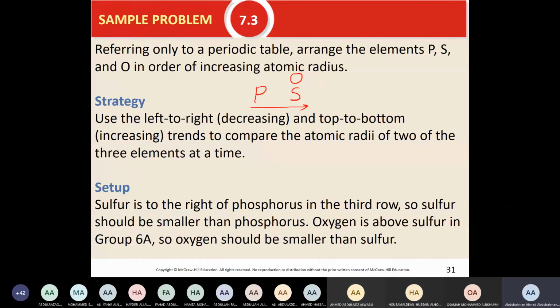Which is bigger, sulfur or oxygen? Sulfur. So the size decreases this way. Which one is the biggest among these 3? Phosphorus, and then sulfur, then oxygen. Okay, clear? I hope this is clear. Does this answer your question? Yes.